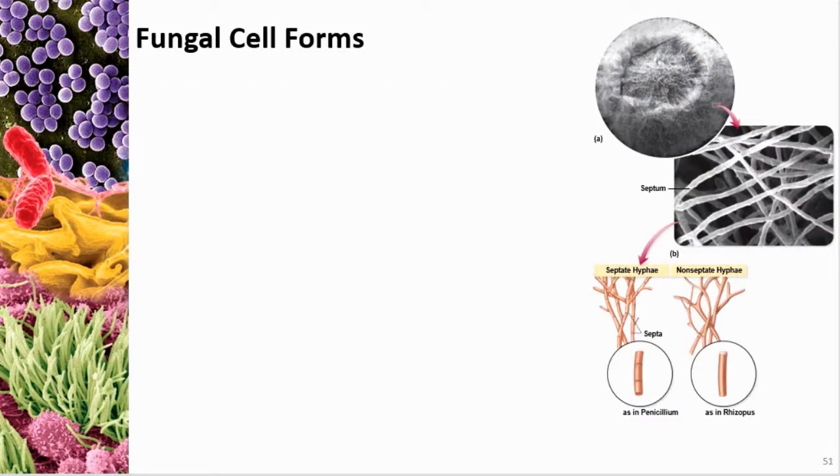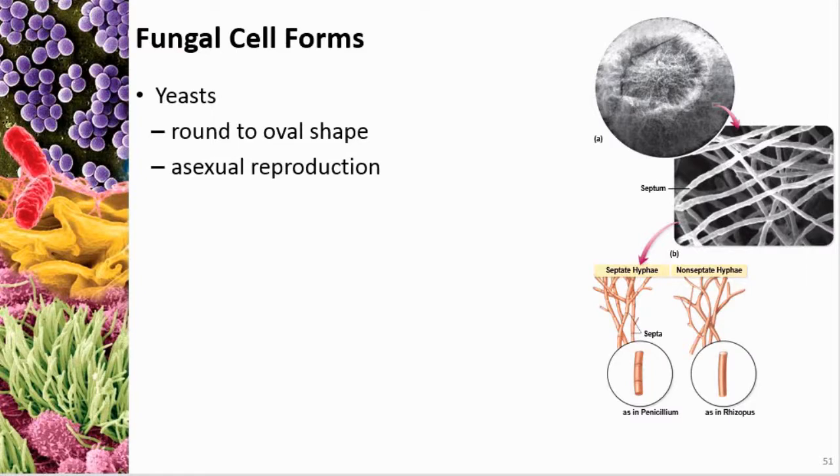So let's talk about the forms of the cells, starting with yeast. So yeasts are usually roundish or oval. They reproduce by something called asexual reproduction, which means that they don't need other yeasts to be able to reproduce. And they reproduce by a process called budding, just like SpongeBob SquarePants.